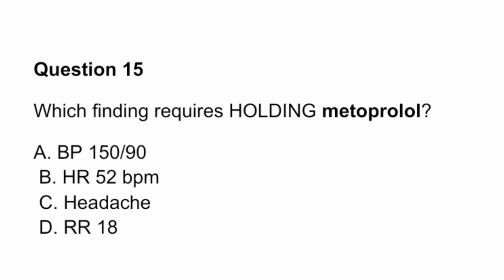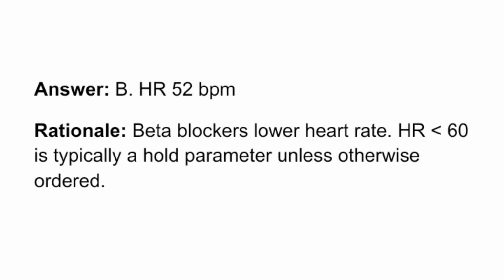Question 15. Which finding requires holding metoprolol? A. BP 150/90. B. HR 52 BPM. C. Headache. D. RR 18. Answer B. HR 52 BPM. Rationale: beta blockers lower heart rate. HR less than 60 is typically a hold parameter unless otherwise ordered.